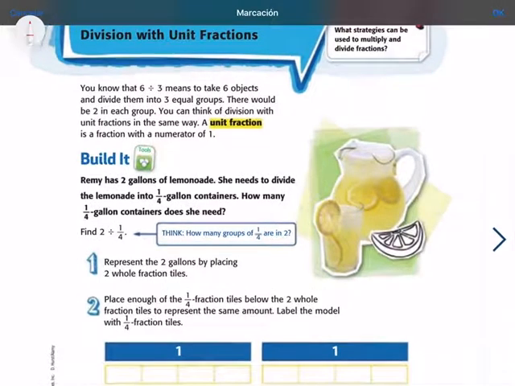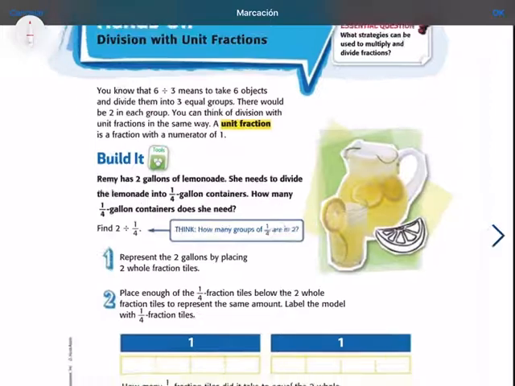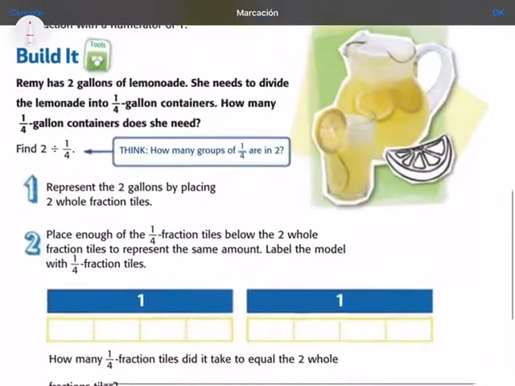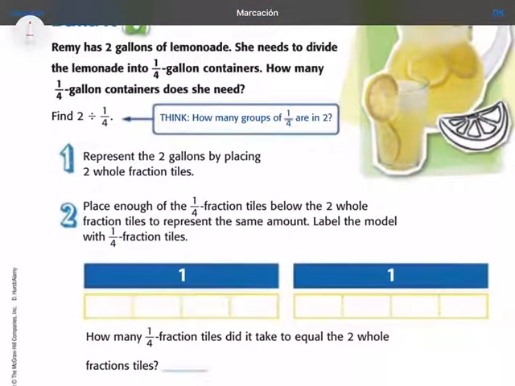Okay? It says, Remy has 2 gallons of lemonade. She needs to divide the lemonade into quarter-gallon containers. How many quarter-gallon containers does she need? So I need to know how many groups of 1/4 are in 2. First I have to divide my 2 whole numbers into figures, right? I have here 1 and the second one. If I have to divide them in quarters, that's what we're going to do.